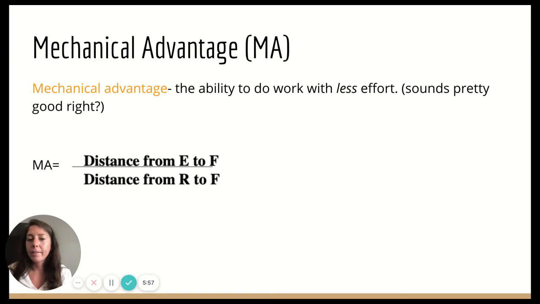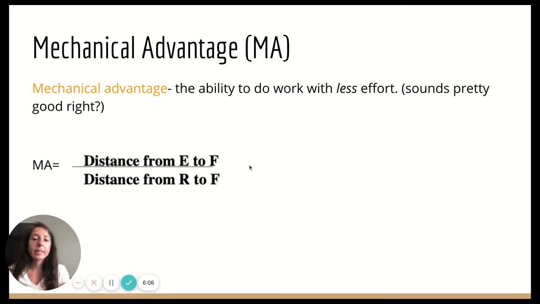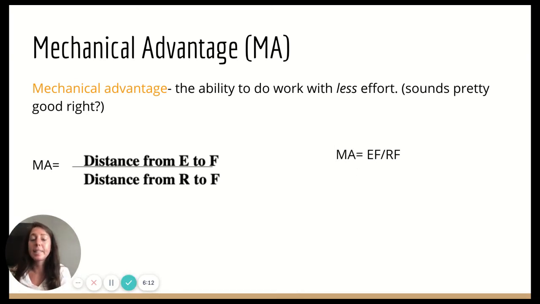EF over RF. I always think like fulcrum's in both, but ER, right? E's on the top, R's on the bottom. So that helps me remember which one goes where for memorizing this formula. You could also write it as this over here. However, you just have to be careful, right, that you remember it's the distance between. So either way.